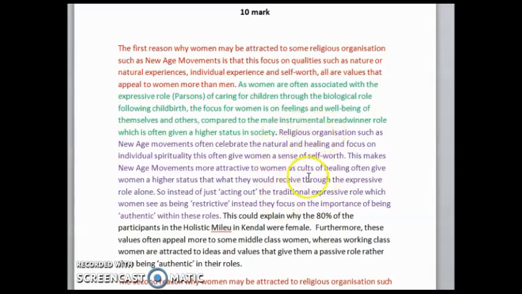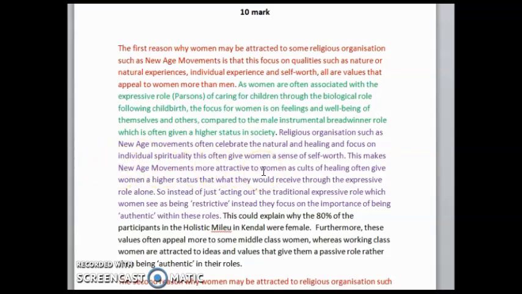Now we've got the link back to the question. So this is now where we're stating why certain religious organisations are appealing. So we've identified the New Age movements and what qualities they have, and why they link to the qualities that women have and what women actually want. So we've got here religious organisations such as the New Age movements celebrate the natural and healing and focus on individual spirituality, which gives the women a sense of worth, which is making them more attractive.